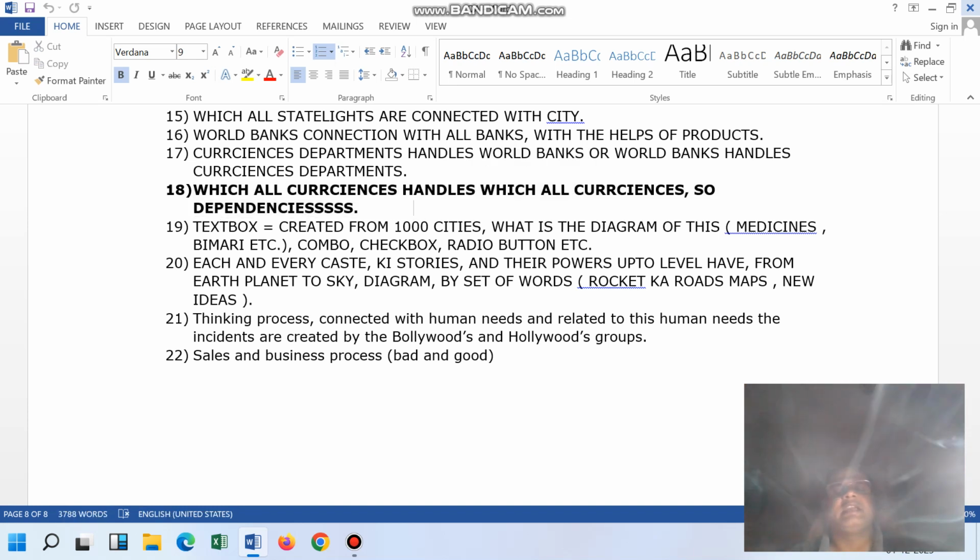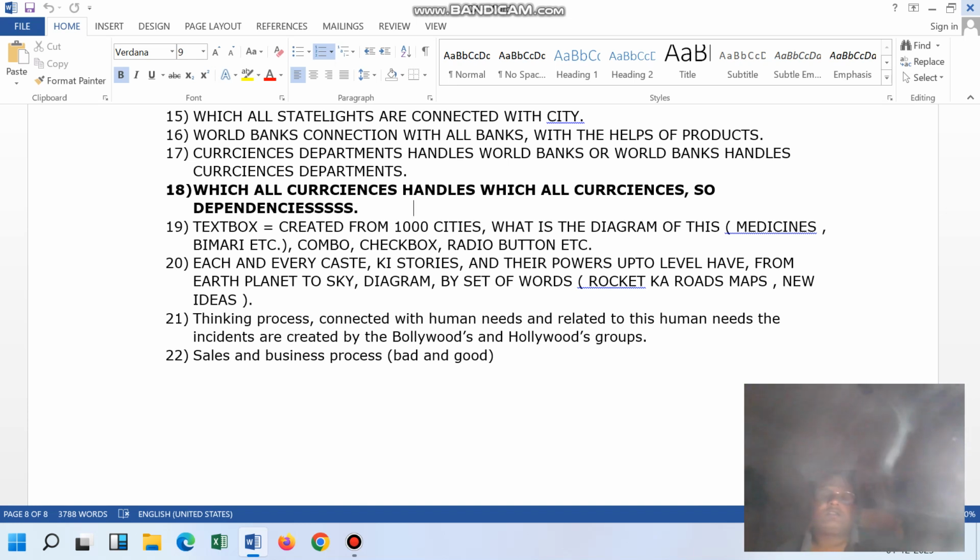And how many planets might be getting created daily in the universe? That is the main thing. Just see up to what level the things are created.